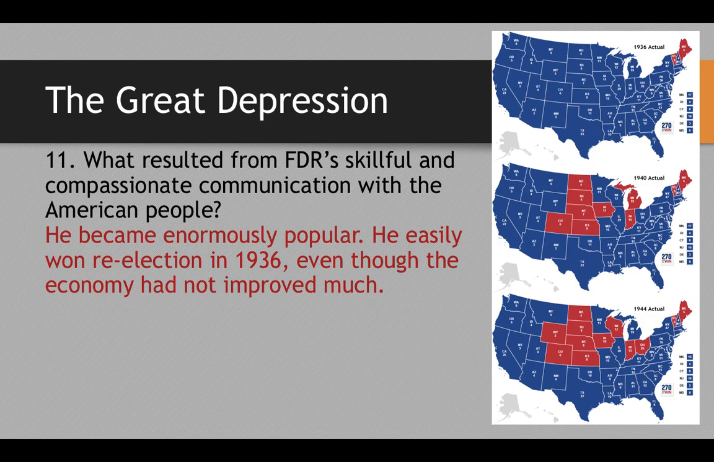Even though the economy had not improved all that much, it had a little bit with the FDIC and SEC, they were still very much in the Great Depression. But even so, after four years of still being in the Great Depression, he still won a landslide victory. If you look at this map up here, he won even more states in 1936 than he did back in 1932.